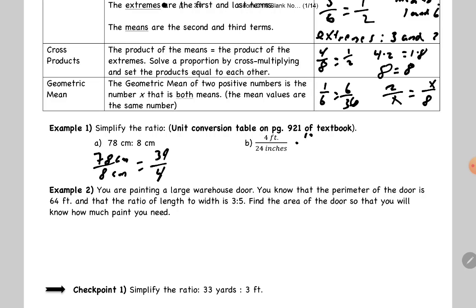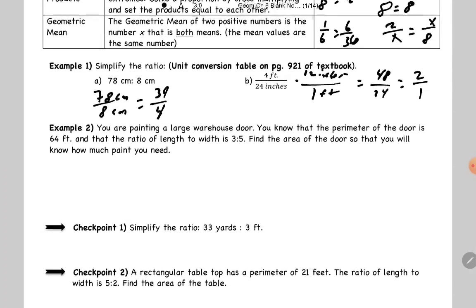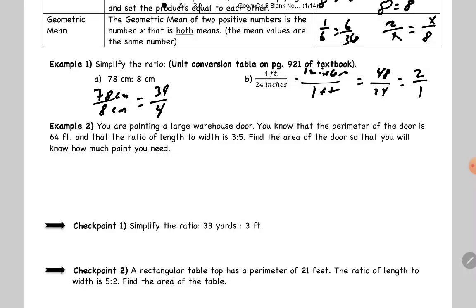I'm going to go ahead and change the top into inches. There's 12 inches in a foot. So I'll have 48 inches over 24 inches, which becomes 2 over 1. You're painting a large warehouse door. You know that the perimeter of the door is 64 feet and the ratio of length to width is 3 to 5. Find the area of the door so that you will know how much paint you will need.